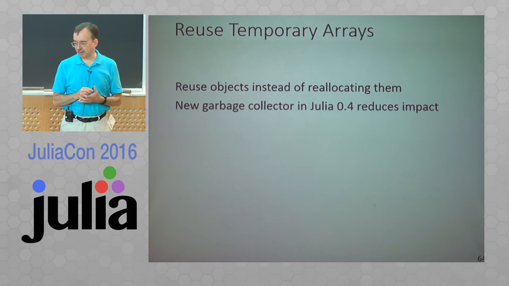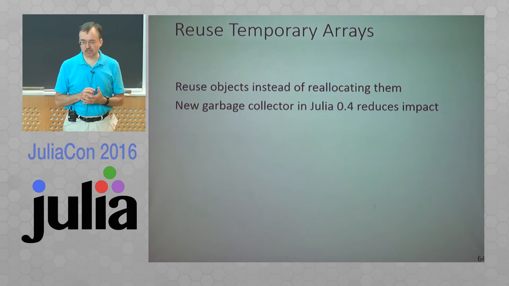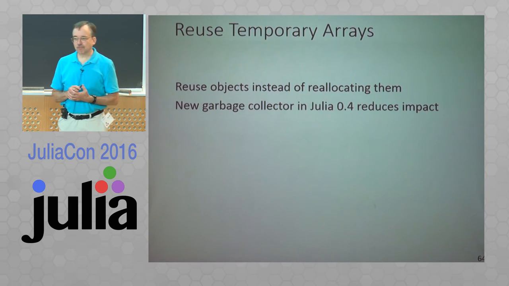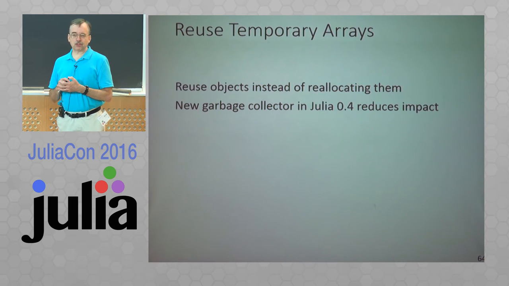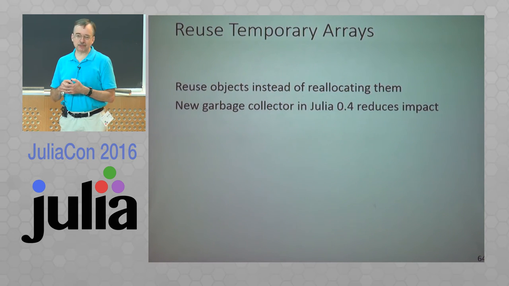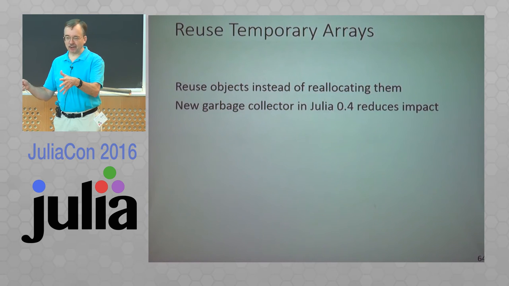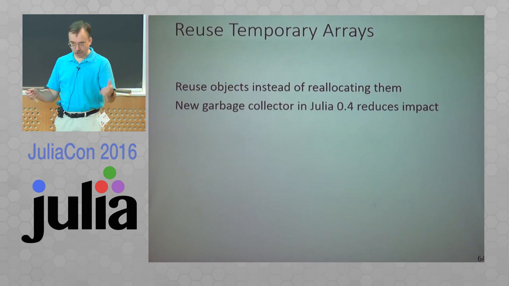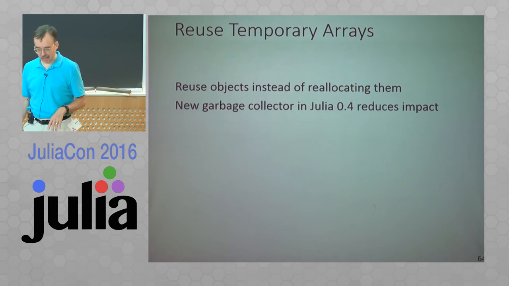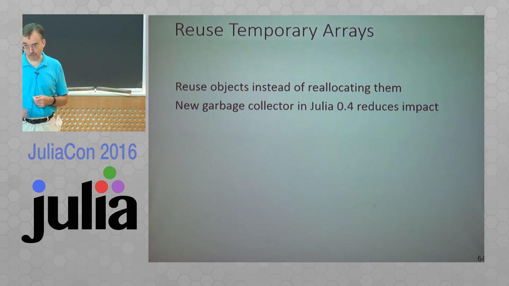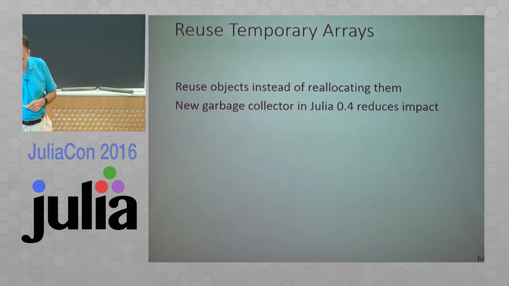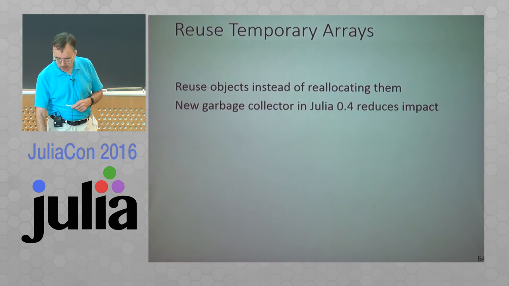Julia 0.4 has a generational collector. Generational collectors work on the principle that most objects die young, so objects are placed in two categories, and new objects are put in the new category until they sit around long enough, and then they're put in the old category. There are ways in the garbage collection algorithms to speed things up if you know you're dealing with mostly new objects. But particularly with big arrays, you can speed things up by reusing them.